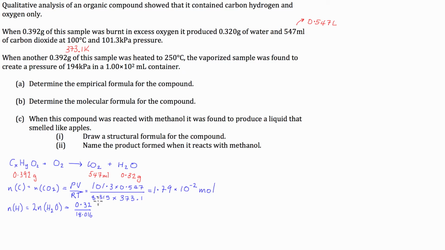And then that's going to give us our number of moles of water, and then we're going to have to multiply that by 2 to get the number of moles of hydrogen. And we find that that gives us 3.55 times 10 to the negative 2. Sorry, I just had a bit of a problem with the calculator then.